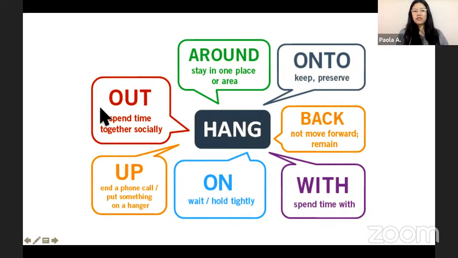Hang out, for example, it's very common to use, right? Hang out, to spend time together with friends, with family, no? Hang on, no, it's to wait, to hold on, no? Hang on. And let's see, hang around, it's also very common. Hang around is to stay in one area or one place. So every time we use one main verb and then we combine it with other words, the meaning is going to change each time. So that's what we're going to see today.